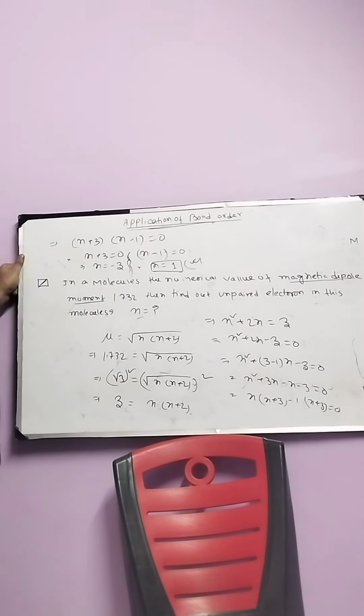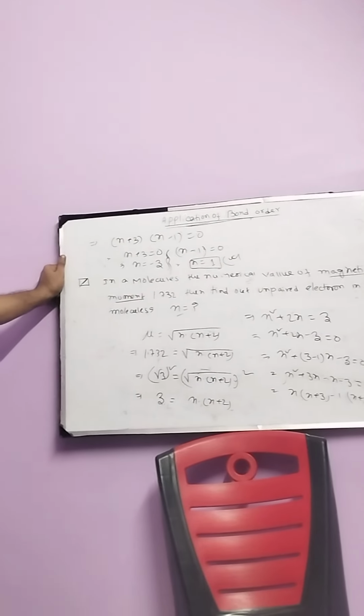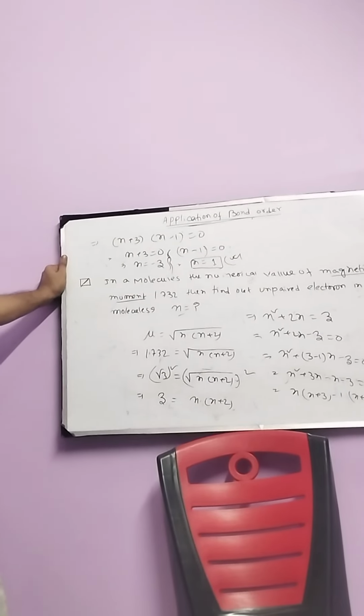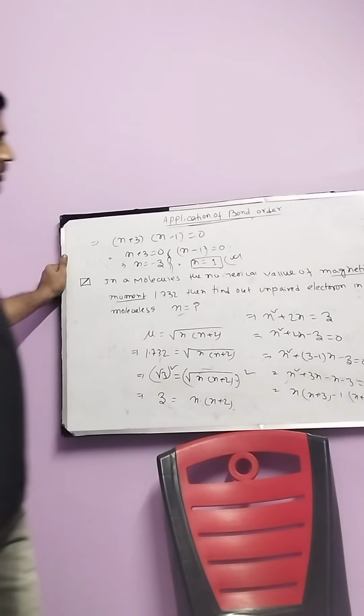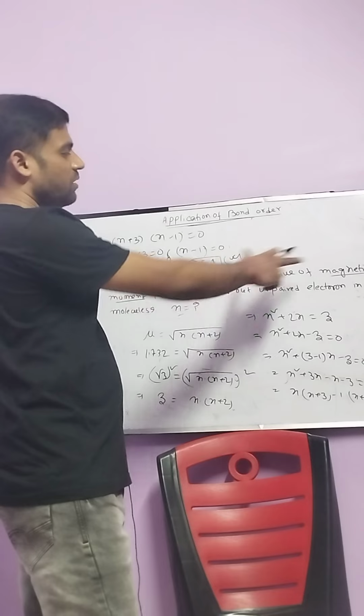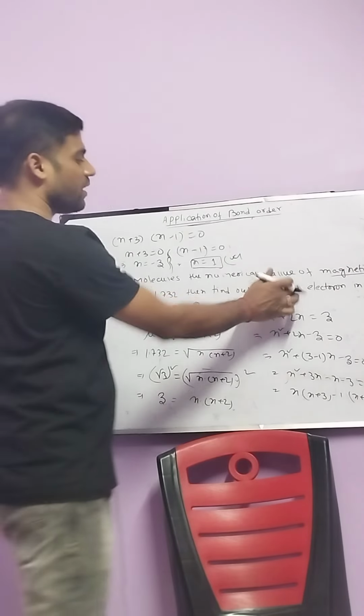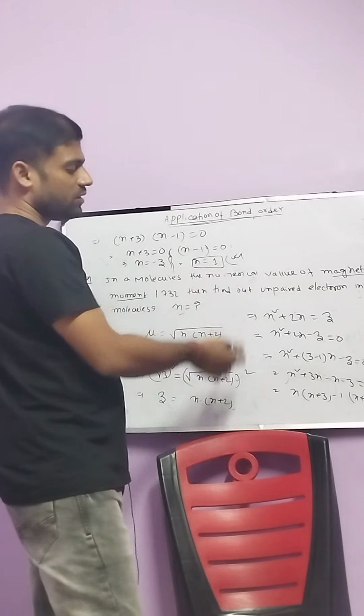Then we can follow the steps. First, find the total number of electrons, then the arrangement of the molecular orbitals. Next, the unpaired electrons are given. But this question is totally reversed: the magnetic dipole moment is given, and we have to find the number of unpaired electrons. So this is the process.